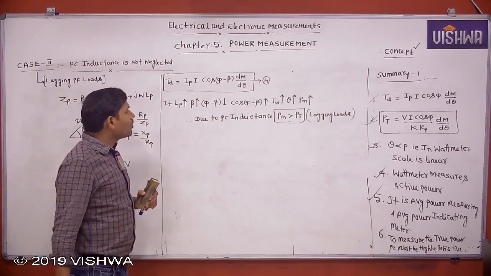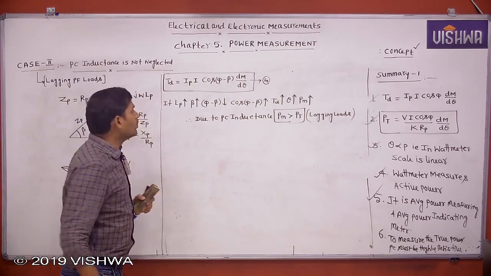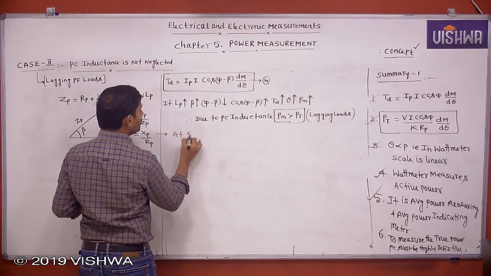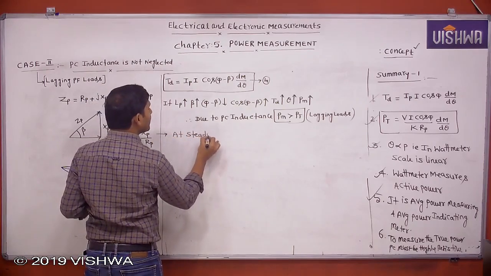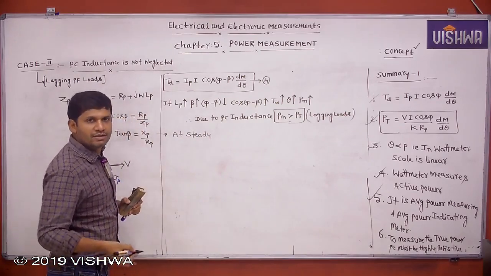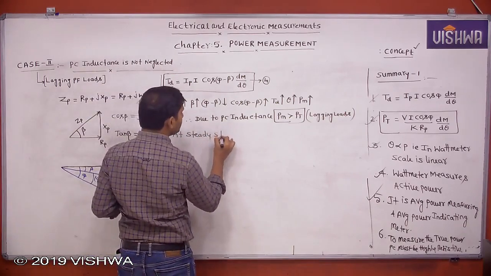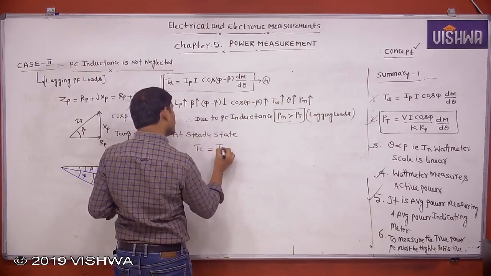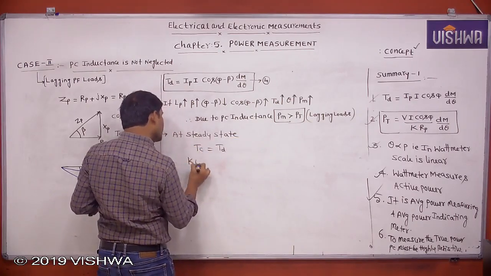Therefore, for lagging power factor loads, measured power is greater than true power. Next, at steady state, I want an expression for measured power. That's why I am doing the analysis like this. At steady state, TC equals TD. Then what is TD? TC is K theta.